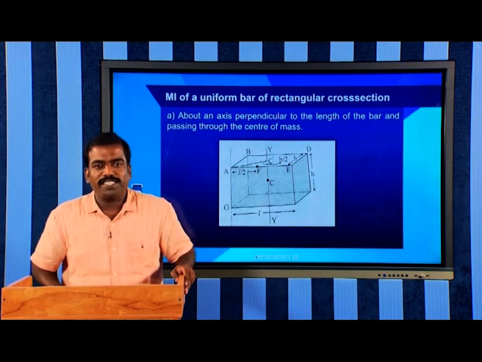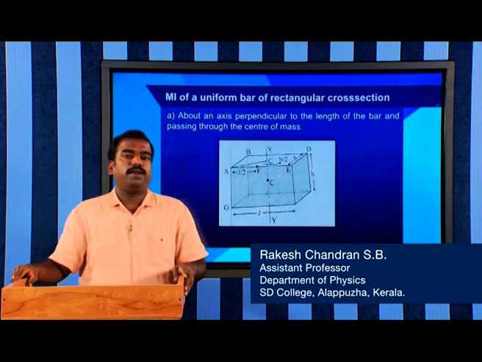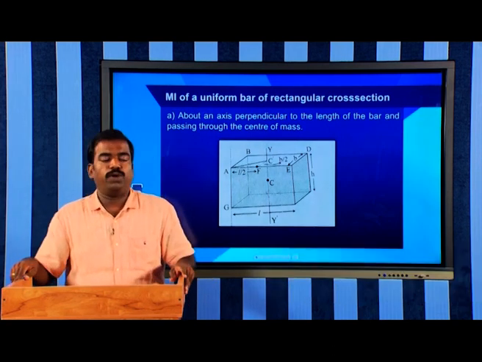In our previous sessions we learned moment of inertia, rigid body and the definition of moment of inertia, and we learned the moment of inertia of some regular shapes. In this session we are going to find the moment of inertia of a rectangular lamina, similarly a ring, circular disc, etc.